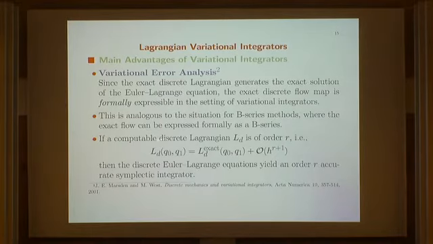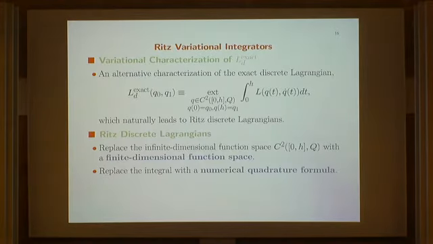And it turns out that it does. If you have a computable discrete Lagrangian which is of order R in the following sense, then the discrete Euler-Lagrange equations yield an order R accurate symplectic integrator. So now we get to the point of how you actually construct one of these things.